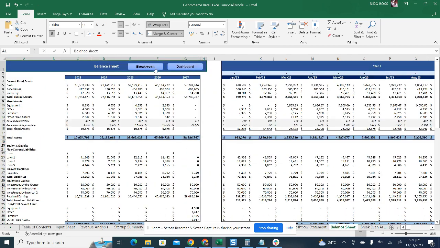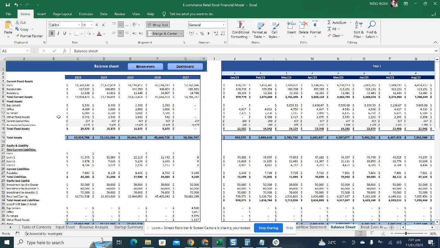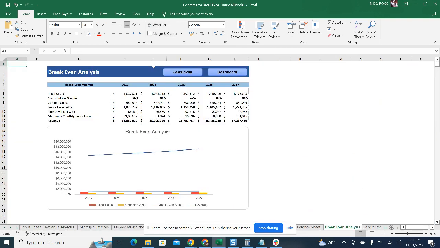Moving on to balance sheet. The balance sheet includes your assets, equity and capital, and it shows the overall financial position of your company for 5 years. Moving on to break-even point. The break-even point is the revenue needed to meet the break-even point. It shows the graphical representation which will help you to analyze your break-even.